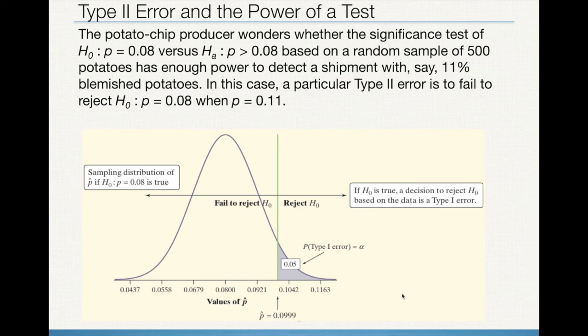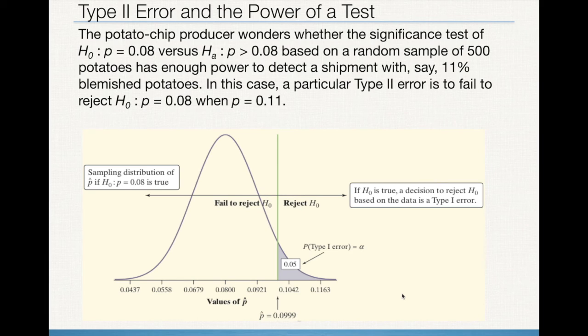We have a potato chip producer wondering whether the significance test with the given hypotheses, based on a random sampling of 500 potatoes, has enough power to detect a shipment with 11% blemished potatoes. So the idea again is that we're going to find the value by which we would reject the null hypothesis given our original center. Then we're going to use that test statistic on a new distribution with this alternative center of 11% and find out what the probability would be of rejecting given that case.